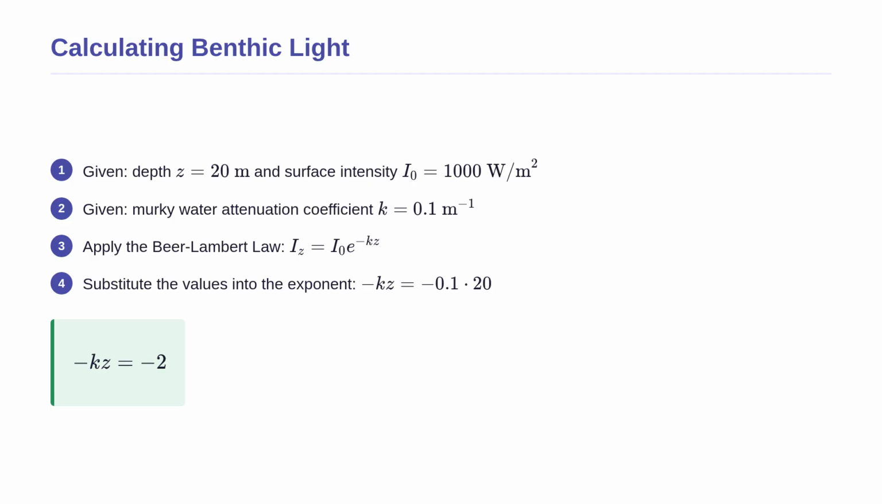Let us apply this formula to a real biological scenario. Suppose we are studying a shallow benthic zone, featuring a coral reef at a depth of 20 meters. The surface light intensity is 1,000 watts per square meter. Because it is coastal water, it is slightly murky, giving it an attenuation coefficient of 0.1 per meter. We want to find out exactly how much solar energy is available for the symbiotic algae living inside the corals.